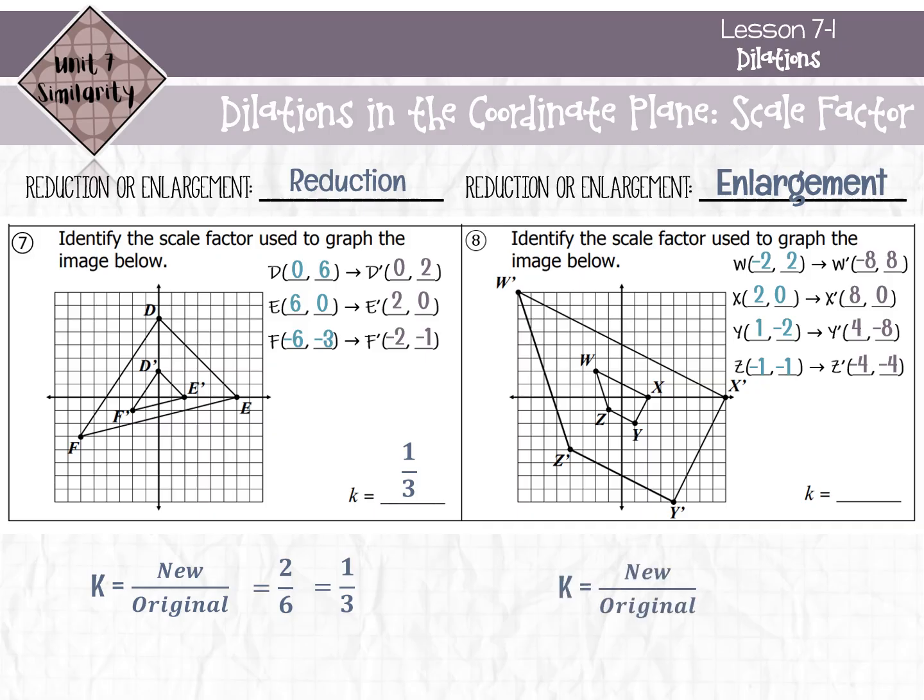New divided by old, pick any pair. I picked the 8 and the 2, the Y values. I could have picked the X's in the W prime combination, but those have negatives. Let's not do that. So 8 divided by 2 is 4. Scale factor is 4.